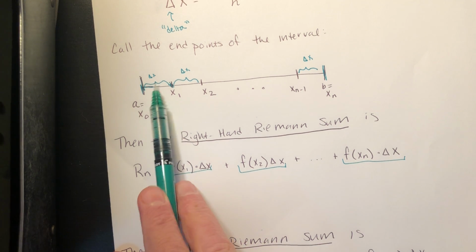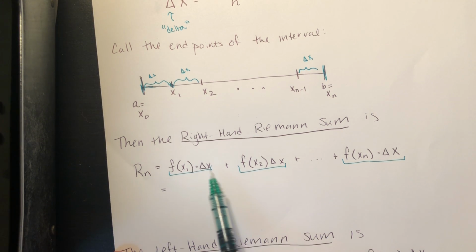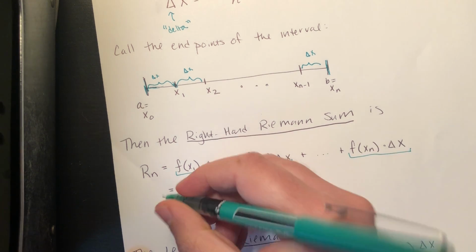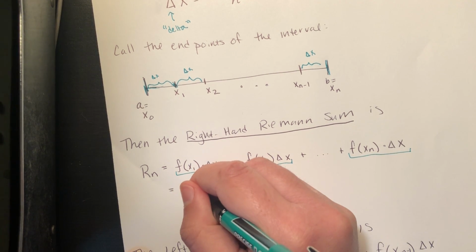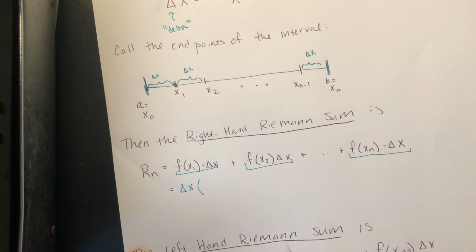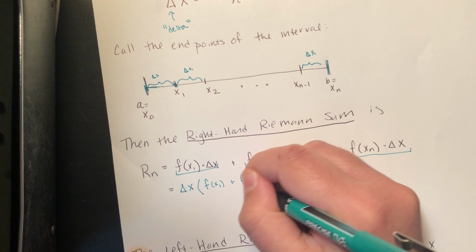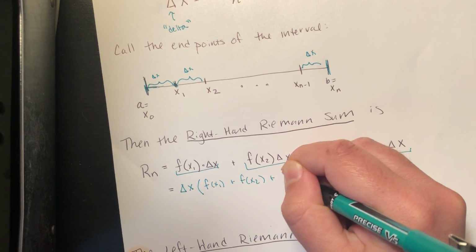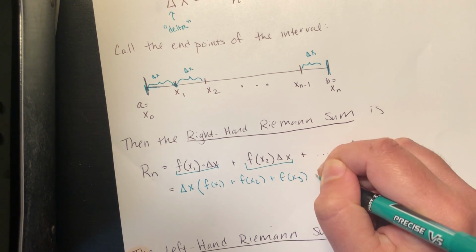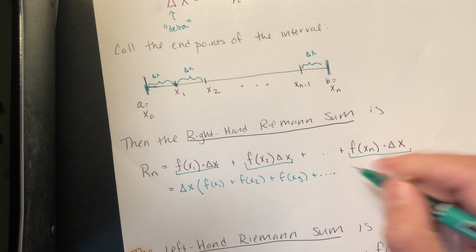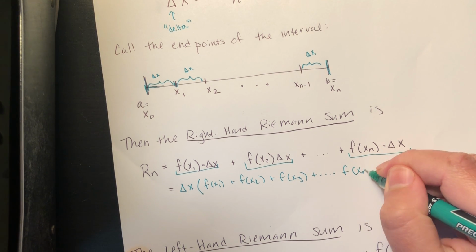Notice though, the base of every single one of these rectangles is delta x. We get a delta x in every single one of these terms. So we could rewrite this as delta x, right? We could factor that delta x out, times f of x1 plus f of x2 plus f of x3, as far as we need to go, up until the very last interval where we use the right endpoint, we get f of xn.